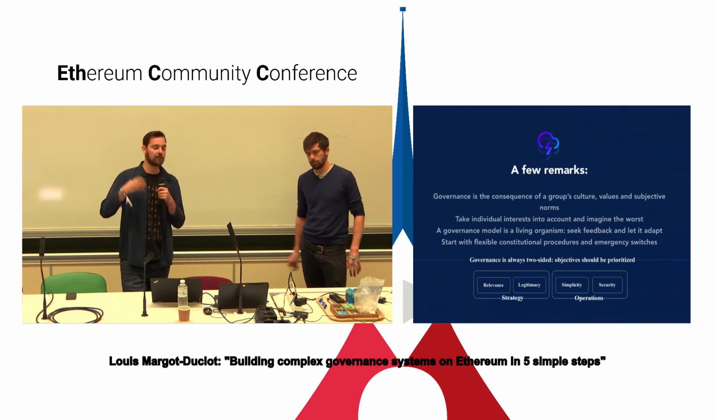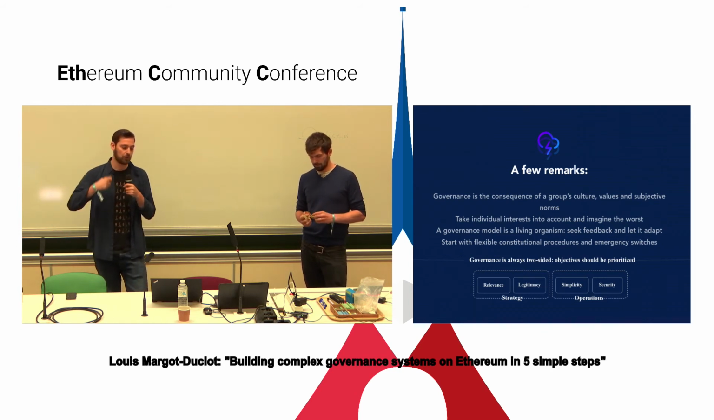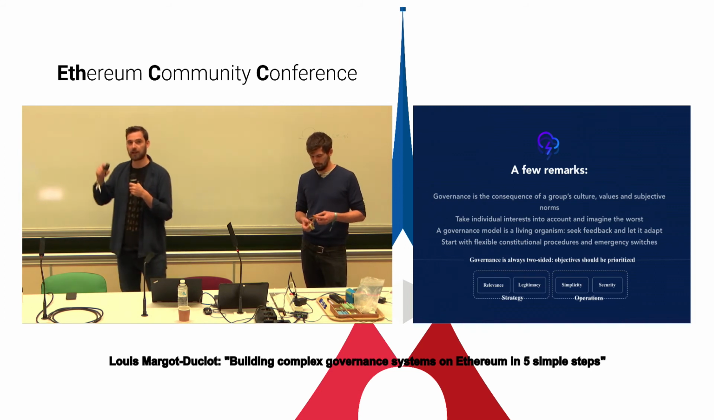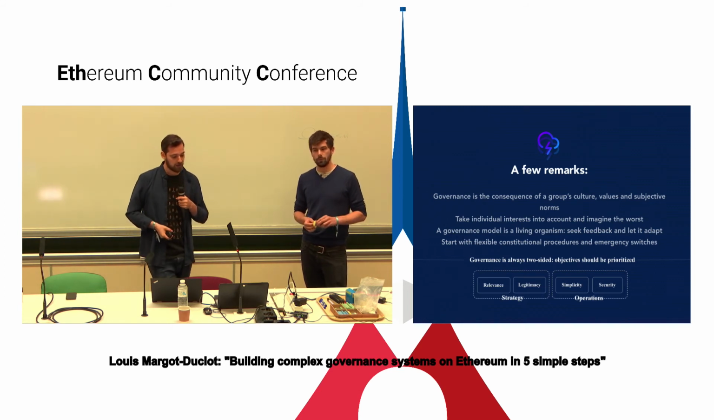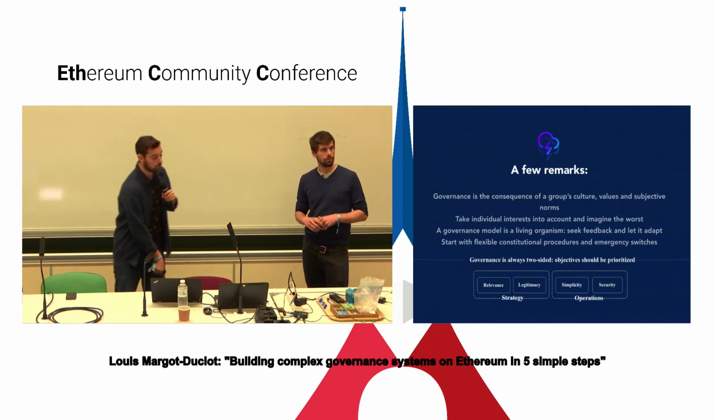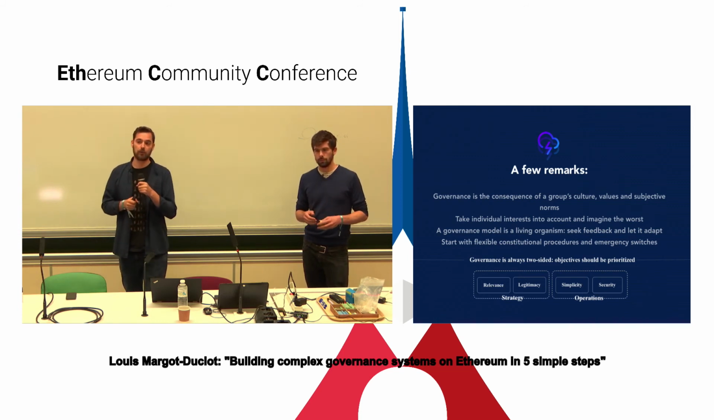Always try to also take individual interest into account when you're creating a new governance model, not replicating one that already exists. But if you have to create one, always try to take into account individual interest and imagine the worst in order to try to prevent the system from being corrupted. Governance models are living organisms, so please seek feedback, let it adapt, and that means that you need to start with very flexible constitutional procedures, even if you need to make them more complex or more strict afterwards.